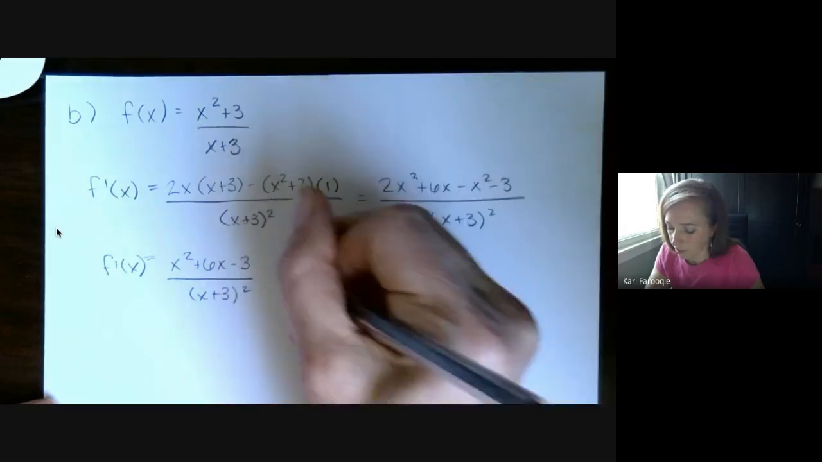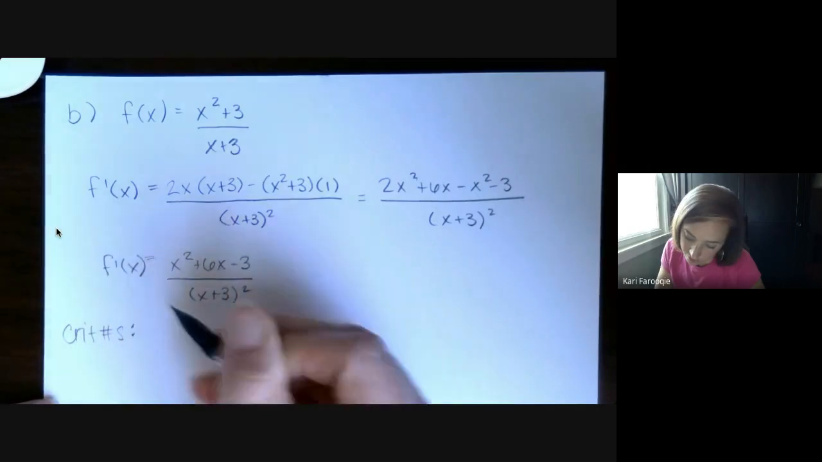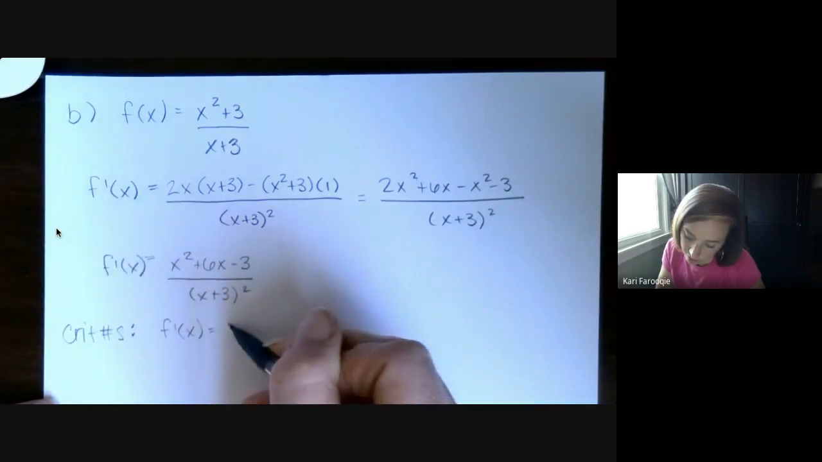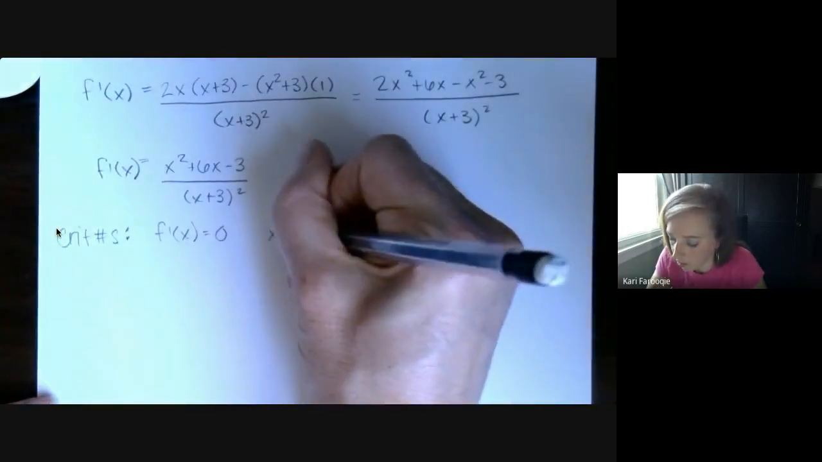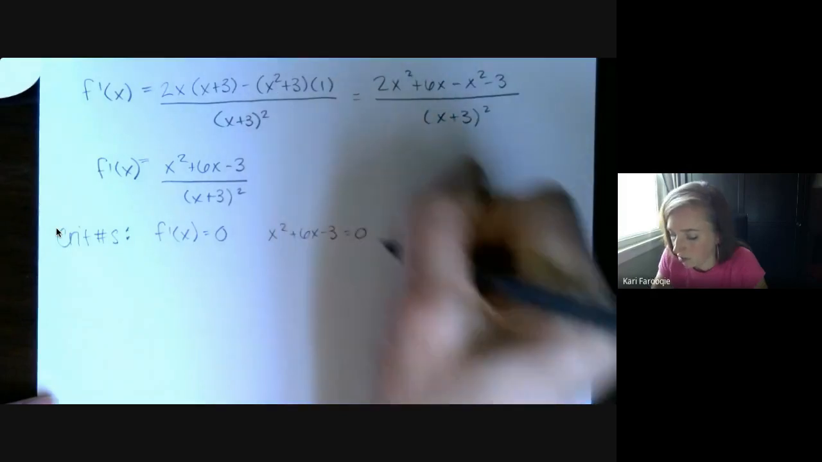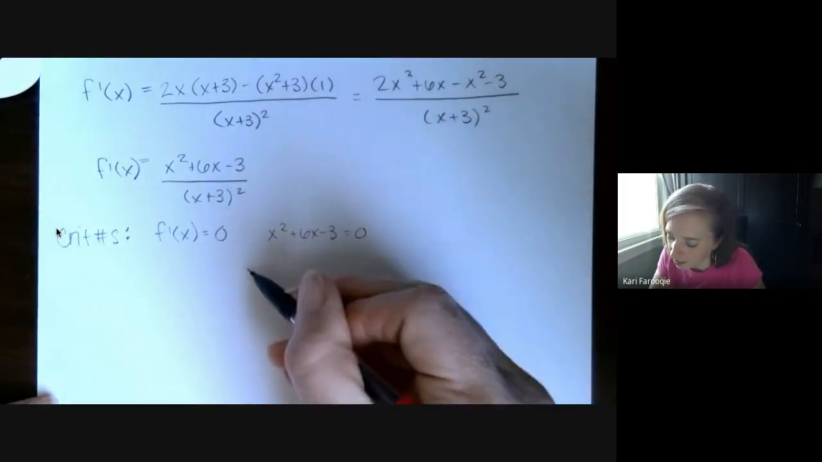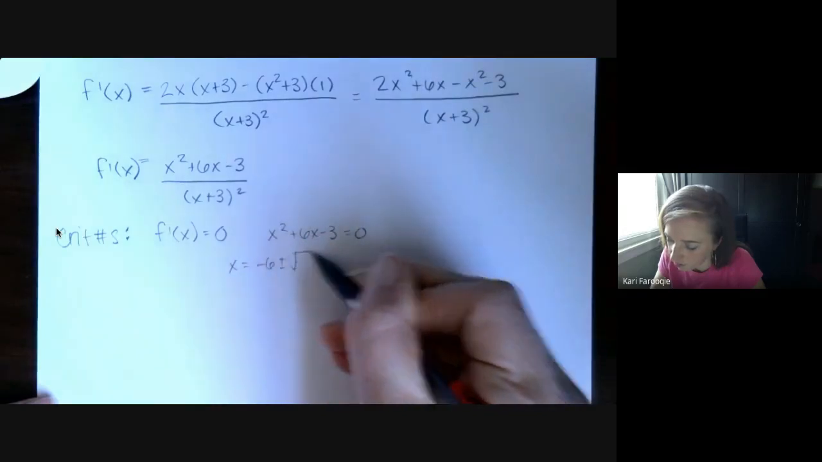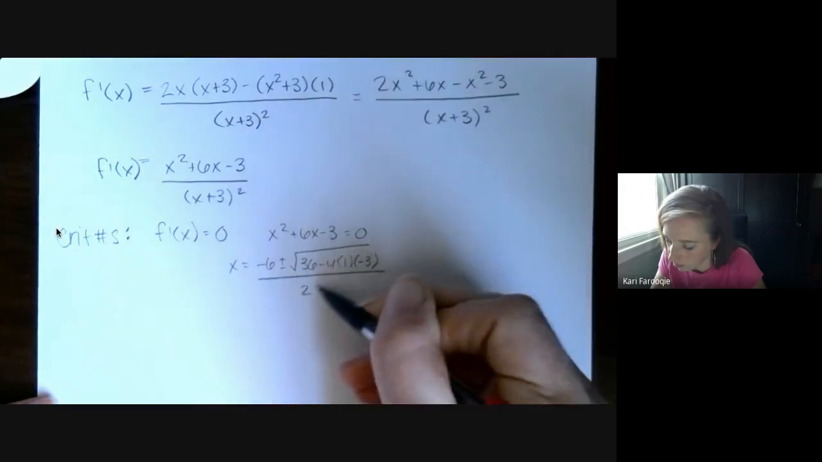All right. In order to get critical numbers, I need to find places where, first of all, my derivative is equal to 0. So we're going to take our quadratic function and set it equal to 0. And then you're going to ask yourself, are there two numbers that multiply to -3 and add to 6? And unfortunately, you're not going to find them. So you're going to have to use the quadratic formula again, but that's okay. Negative b plus or minus the square root of b squared minus 4ac all divided by 2a.